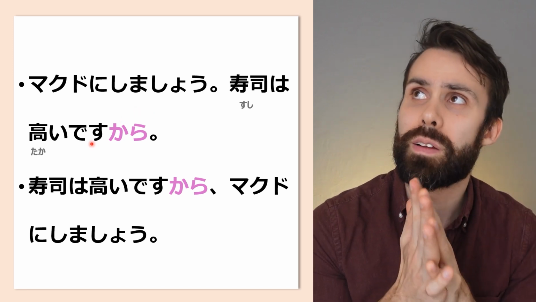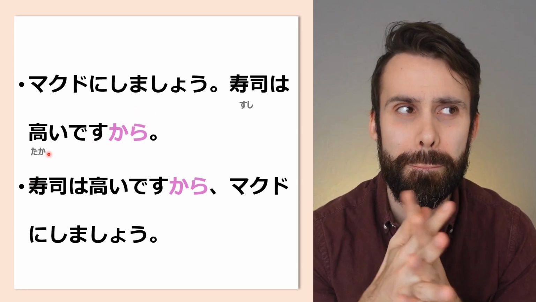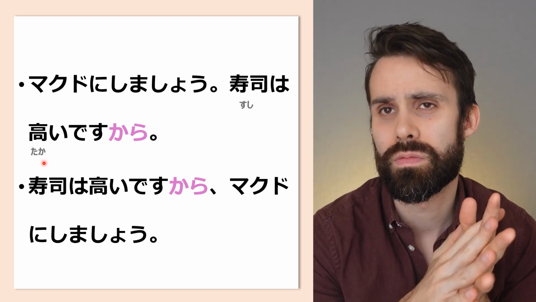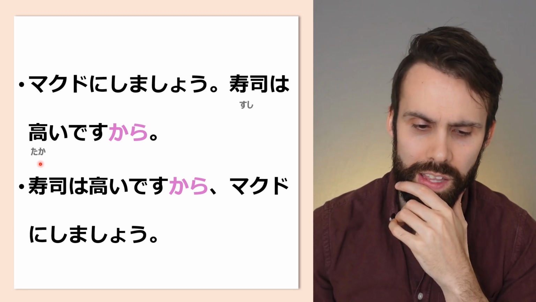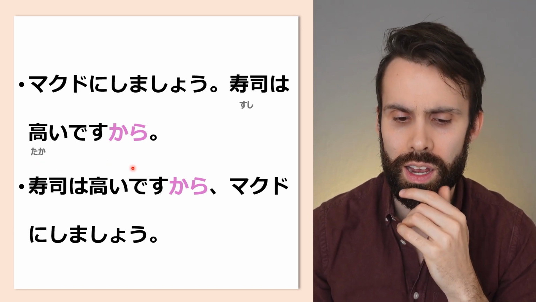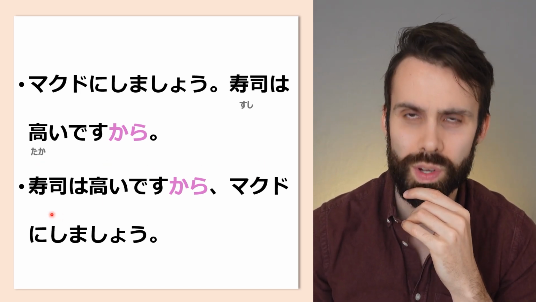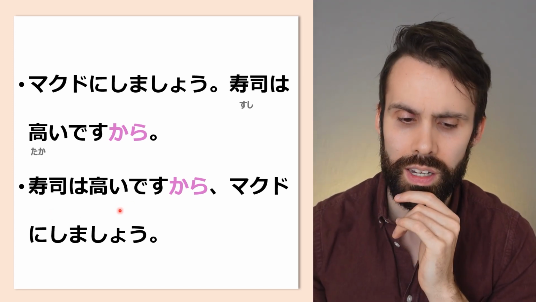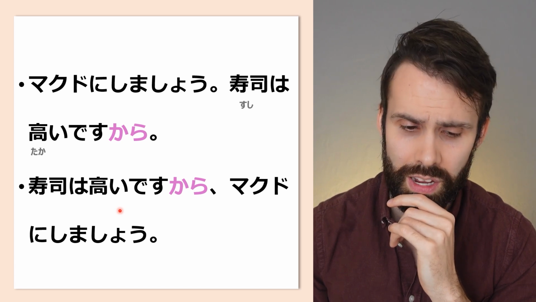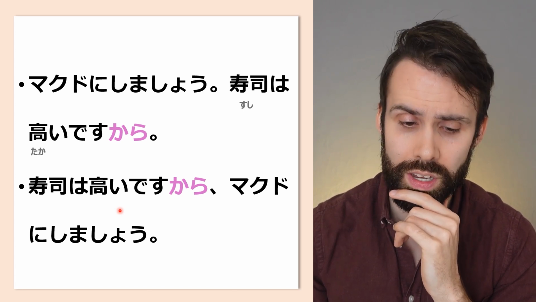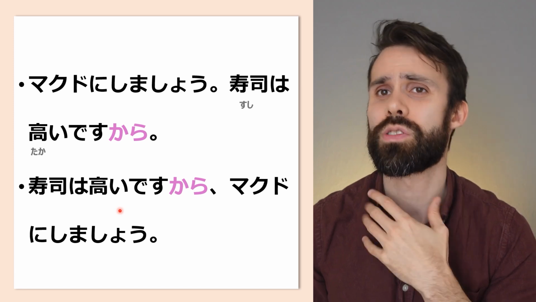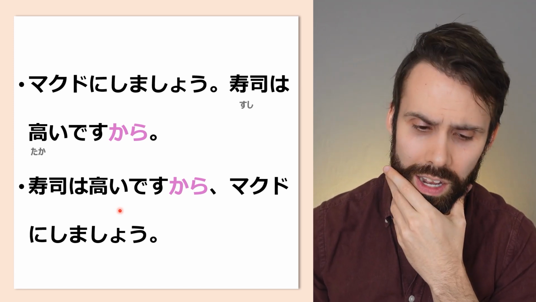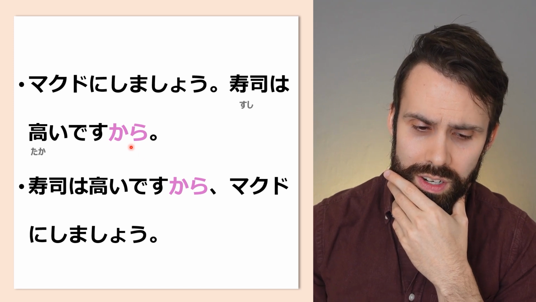But actually, I think it's a lot more common to turn this into one sentence using から or to combine them in this way. So, 寿司は高いですから、マクドにしましょう. So instead of ending with から, you can combine the sentences. So, 寿司は高いですから, because sushi is expensive, let's go for McDonald's. マクドにしましょう. I'm not quite sure why Genki chooses to emphasize this other version of から, or the first version of から. So just know that you can do this as well.